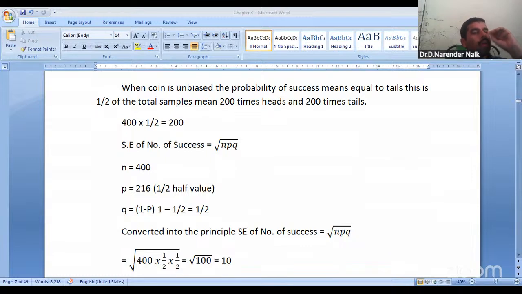So here 400. A coin is tossed: 200 times heads, 200 times tails. But here what we have to do is focus on the probability of success only. That is 400 into 1/2 is equal to 200. Standard error of number of success is equal to the square root of NPQ, N into P into Q. N is equal to 400.